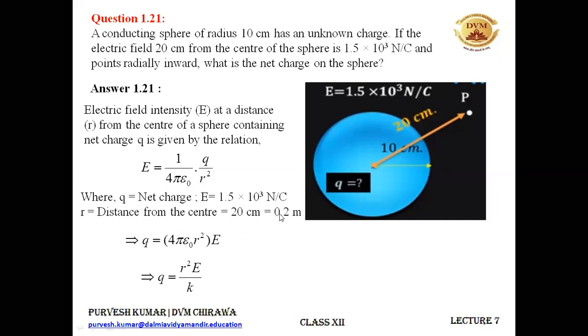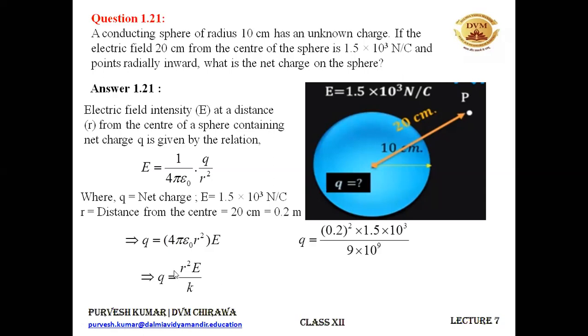R square value I know, 0.2 square. E value I know, 1.5 into 10 to the power 3. In place of k, I can write 9 into 10 to the power 9. So I can solve it like this. R square is 0.2 square, E is 1.5 into 10 to the power 3, and the value of k is 9 into 10 to the power 9. I know this, 1 upon 4 pi epsilon naught is k. And the value becomes for Q 6.67 into 10 to the power minus 9.